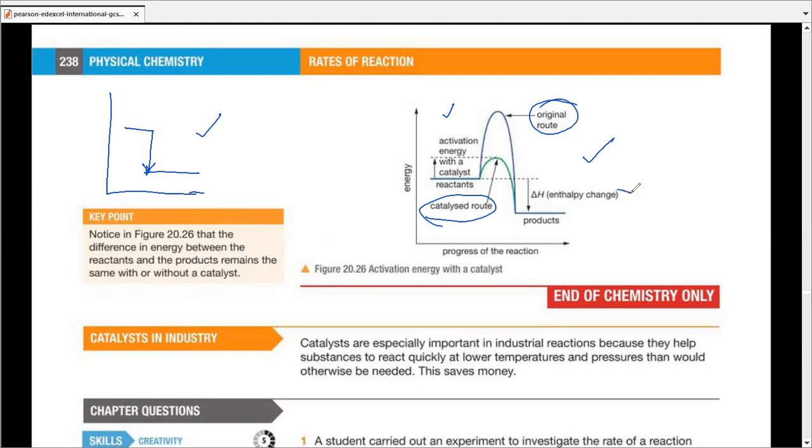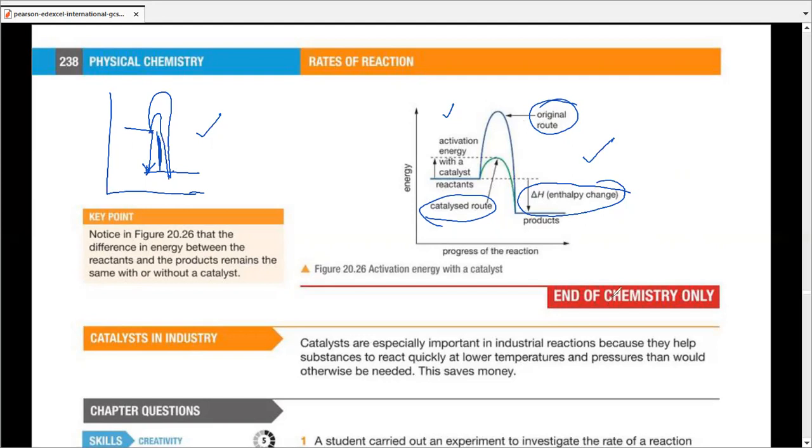Remember that the difference in energy between the reactants and products remains the same with or without the catalyst, and that's the enthalpy change. You would notice this part remains the same whether we have a catalyst or we don't, because this is the same distance between the reactants and the products. This does not change. It's just adding this kind of jump or this kind of small jump to the diagram. Make sense?